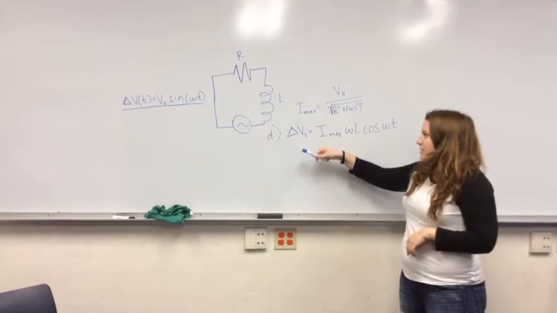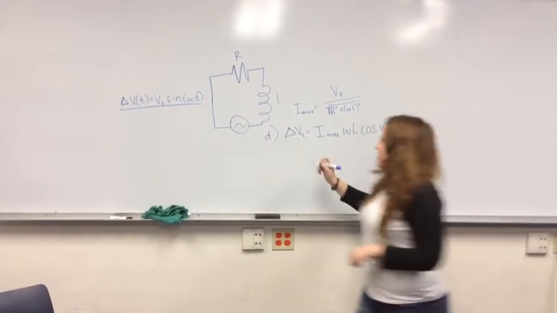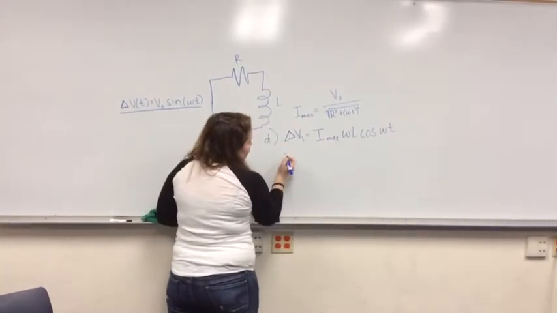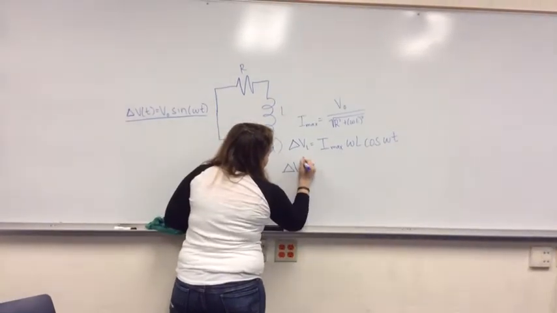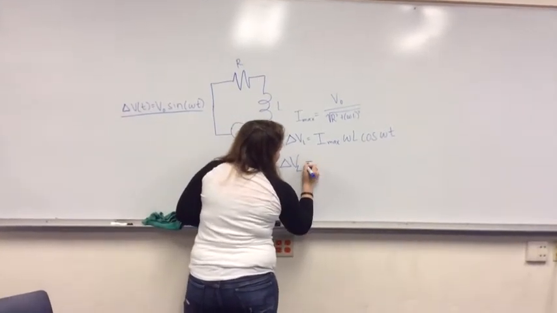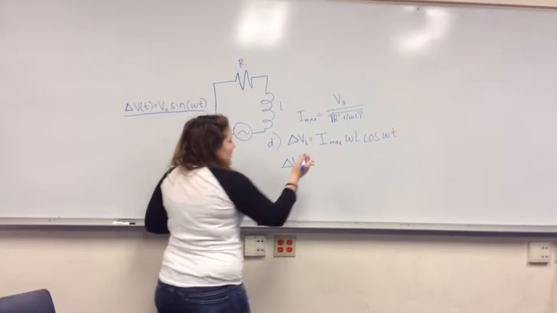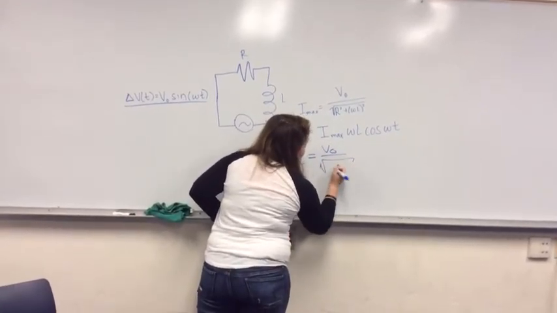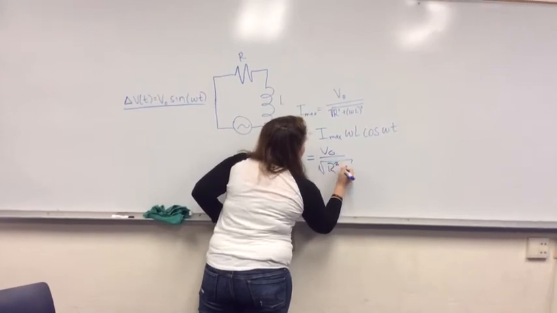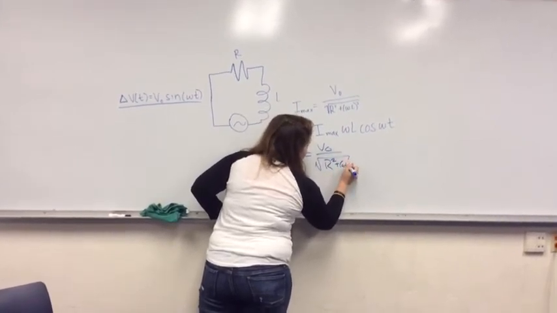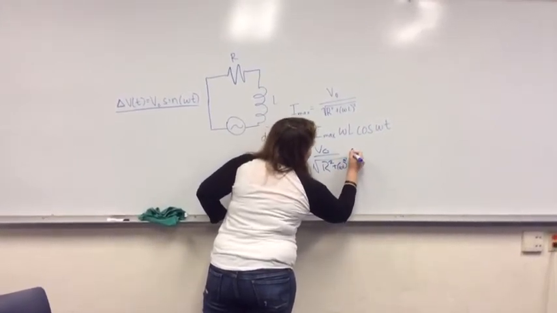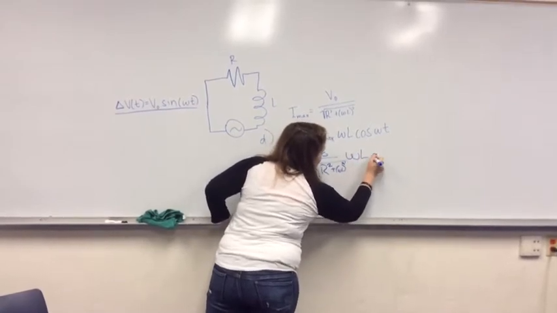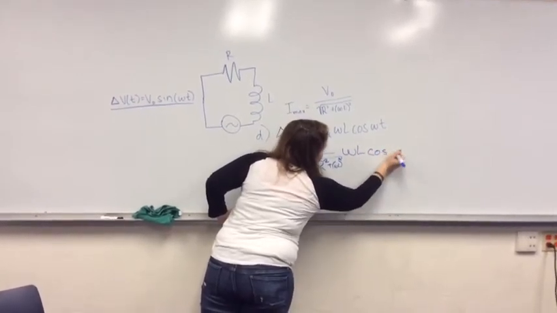So for the voltage across the inductor, we're just going to take the I max, just like before with the voltage across the resistor, and plug it straight into the equation that we were provided in class. So the amplitude of the inductor is V naught divided by the impedance times omega.